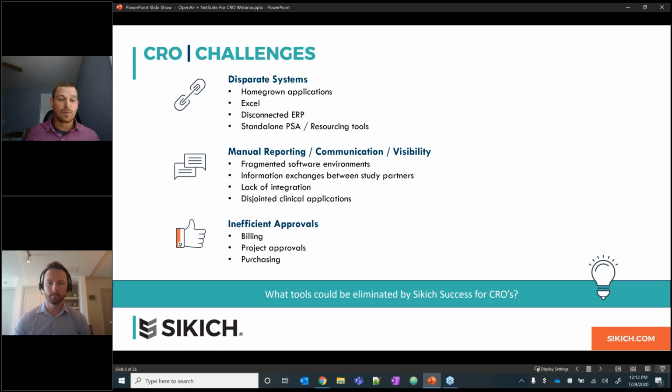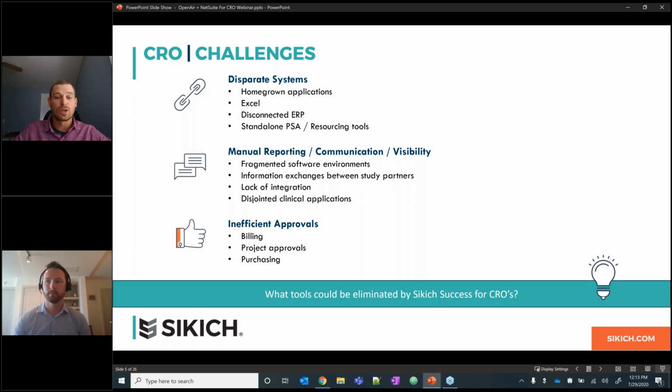A disconnected ERP, so if you have just a standalone GL that doesn't talk to any of the other applications, what kind of reporting are we getting out of that? And typically it's very manual driven. And a standalone PSA or resourcing, and that's part of what we're going to show here today and what Hunter's bringing is, what does the resourcing and project management look like from a study management perspective?